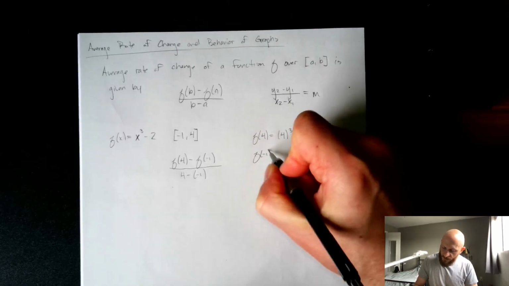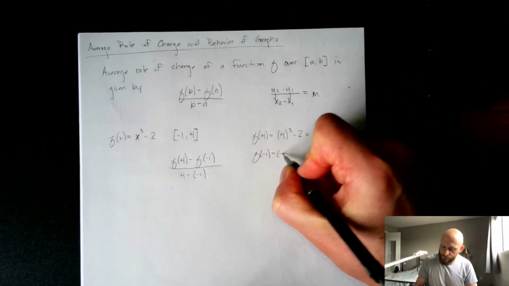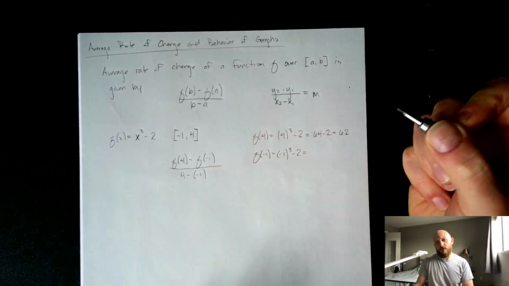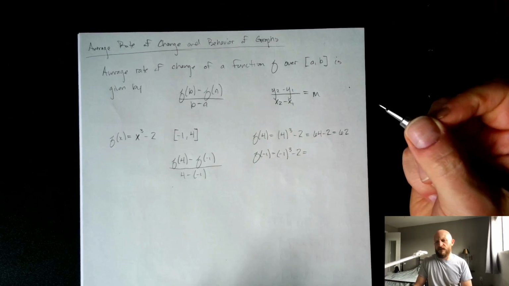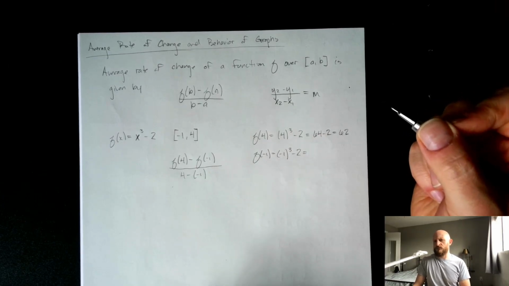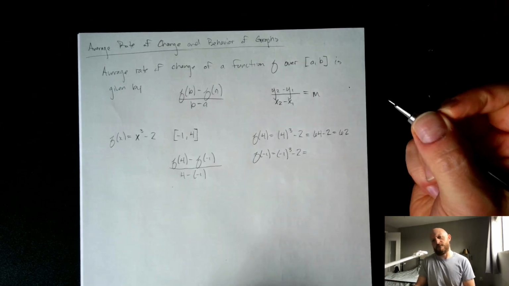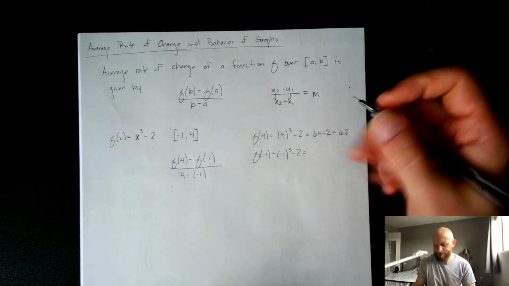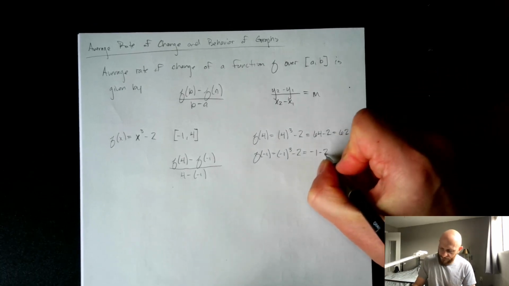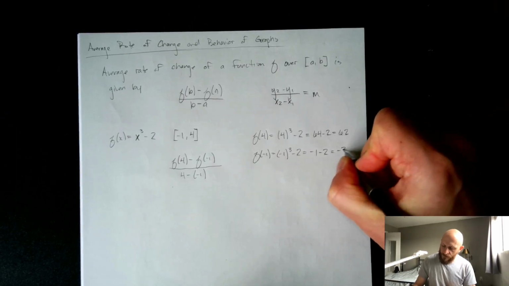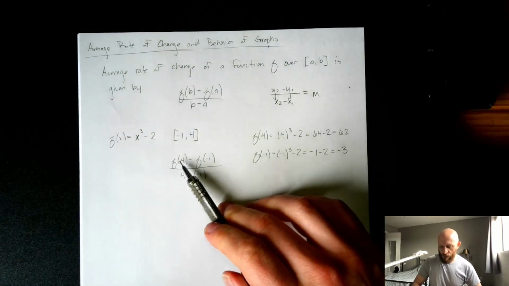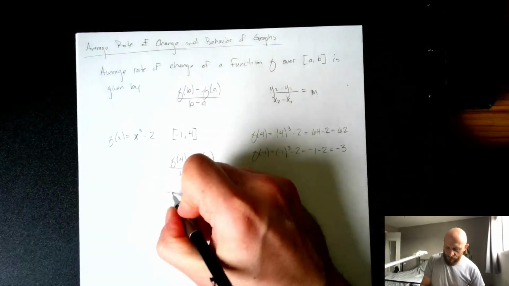And the same thing for f of -1. We need -1 cubed minus 2. Be careful, what is -1 cubed? Take a second, pause the video, figure it out. What's -1 cubed? Turns out, -1 cubed is just -1. So this is -1 minus 2, or -3.